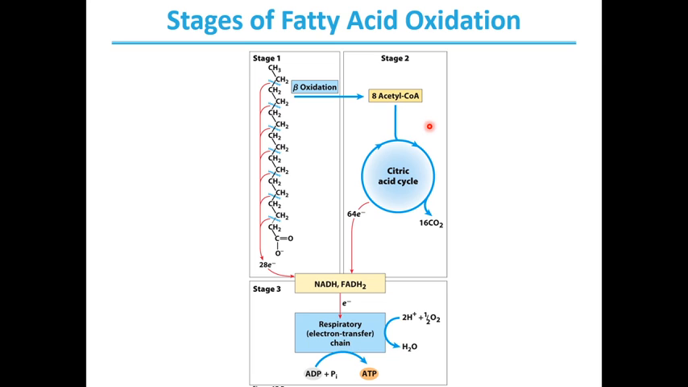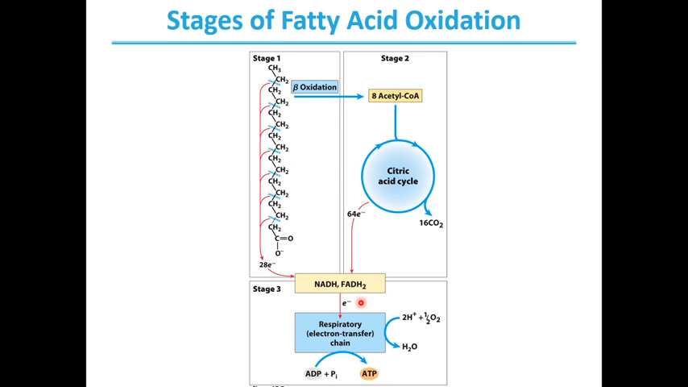In the second stage of fatty acid oxidation, the acetyl groups of acetyl-CoA are oxidized to carbon dioxide in the citric acid cycle. So you have seen the citric acid cycle in the biochemistry course, and you know that you get 2 carbon dioxide per cycle. So for 8 acetyl-CoA that enter the citric acid cycle, you get 16 carbon dioxide and 64 electrons from this citric acid cycle.